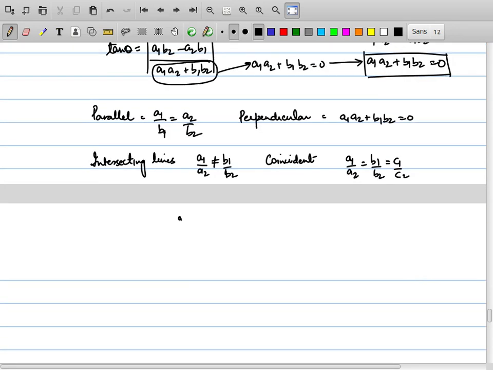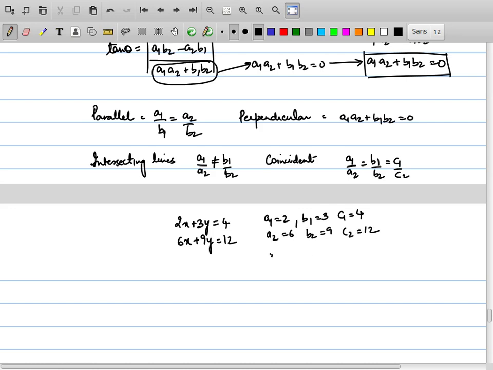For example, if we have 2x plus 3y is equal to 4 and we have 6x plus 9y is equal to 12. Now if you look closely, what is A1? 2. What is B1? 3. What is C1? 4. Make sure C is either on the left side in both equations or on the right side. That is, they should be on the same side. A2 is 6, B2 is 9, and what is C2?